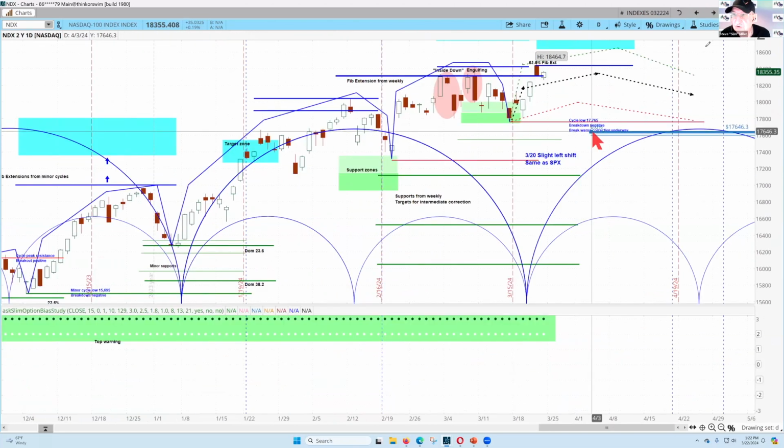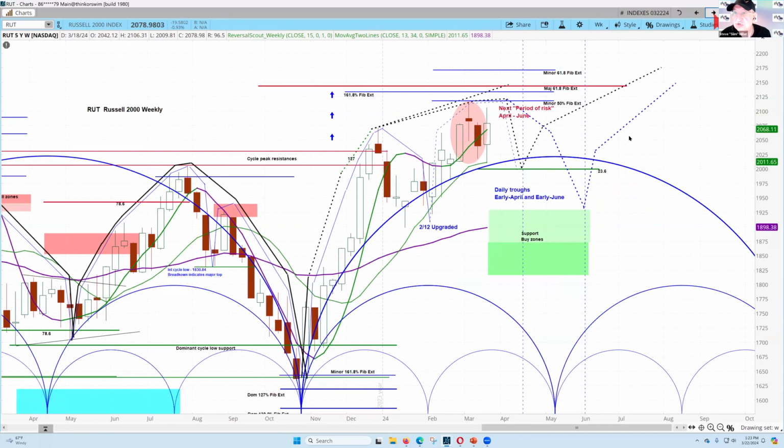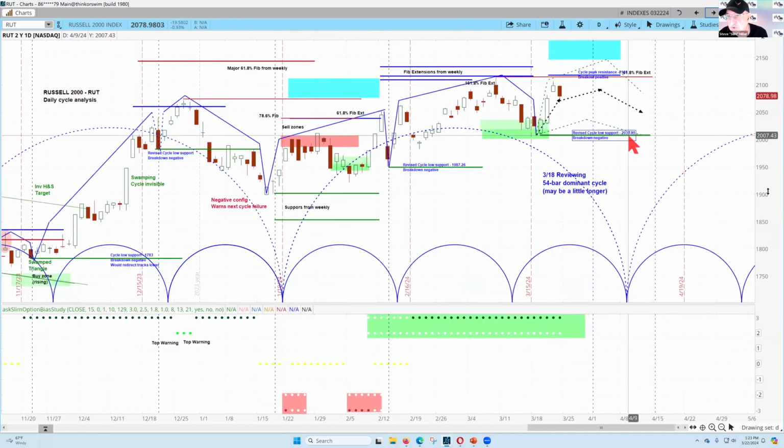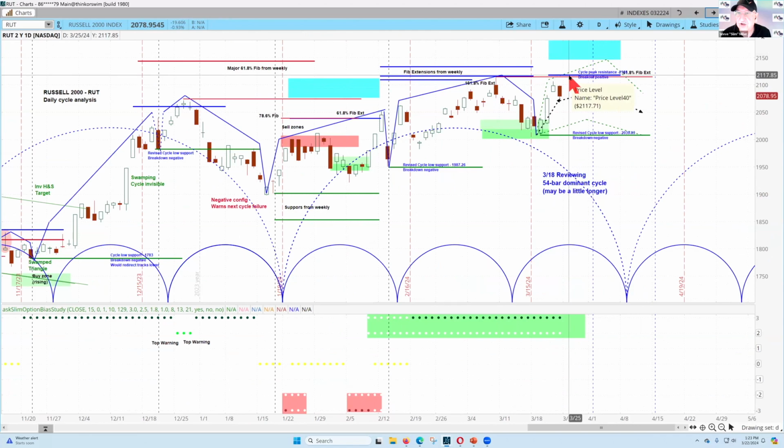17,765. If it breaks below that one, that would be where you're in a negative condition also and in a correction. And the Russell under, let's say, 2040 gives you the indication that the intermediate peak is in place and we are going into the correction. In the meantime, you could see a positive cycle brings you up to that next high level right over there.